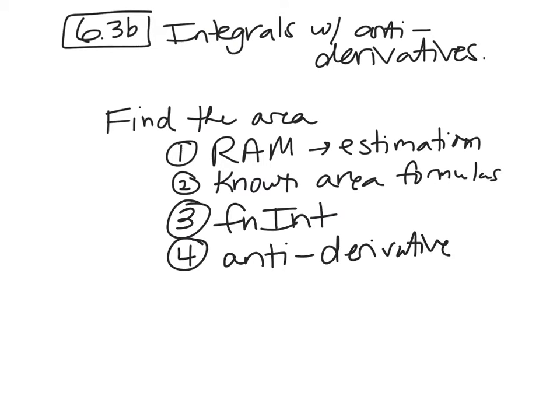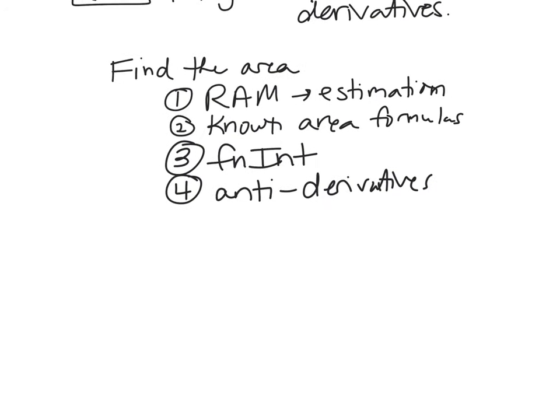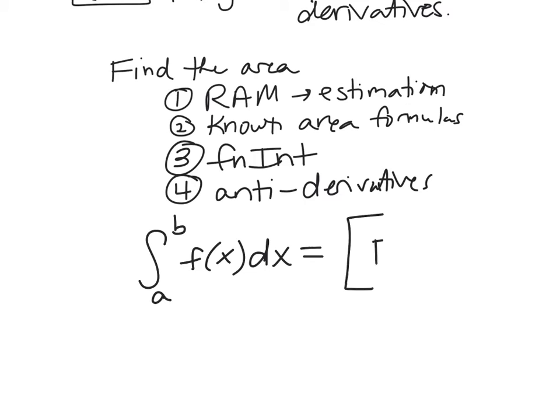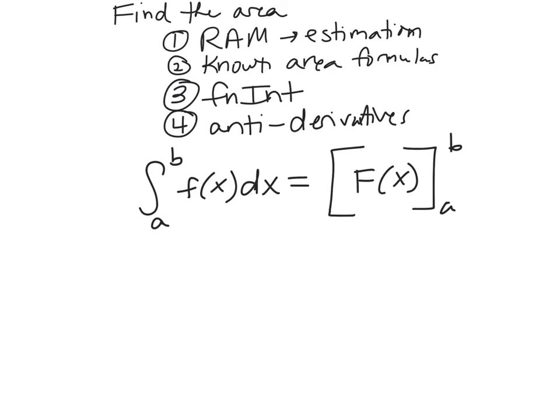I don't have a proof of why this works or how it works. I'm sorry. But here it is. If you want to find the area under the curve, or the integral from a to b of f of x dx, this is equal to, this is how they write it, capital F of x from a to b, where f of x is, in least sense, I promise it makes sense.